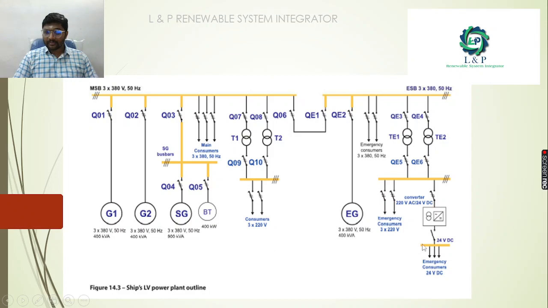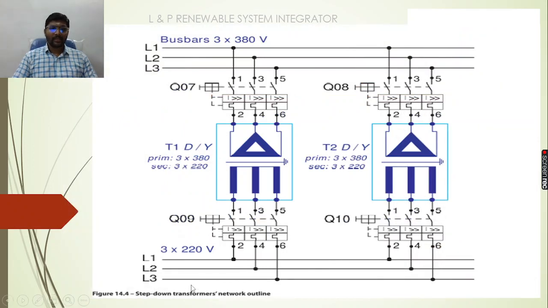And also, if there are any devices which operate with 24 volt, even for that conversion we are using the SMPS. Inside that, step down transformers will be there. So this is an example of a step down transformer network outline. Okay, so we have breakers for switching on and off on the primary side, and on the secondary side also we have a breaker. This is an illustration of a transformer which is converting 380 volt to 220 volt.